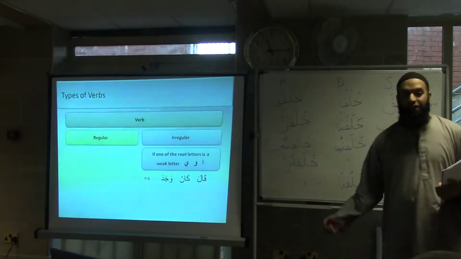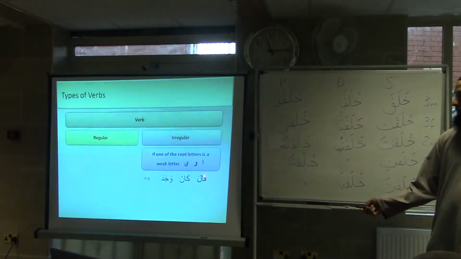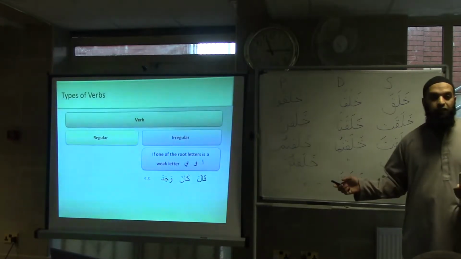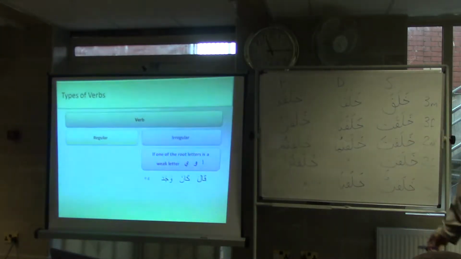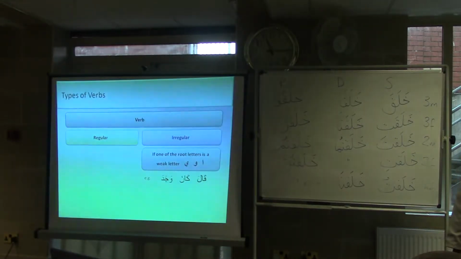So, you can see why these are all irregular verbs, yeah? These are irregular verbs. All the ones we've done so far were regular. All of them were regular verbs. Now we're going to do some irregular verbs today. Okay?